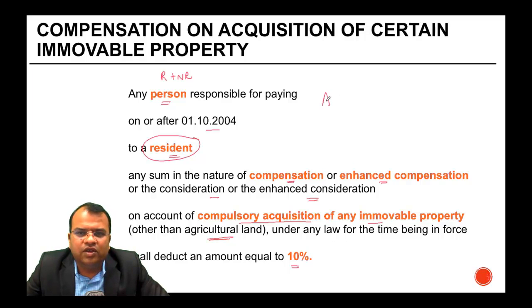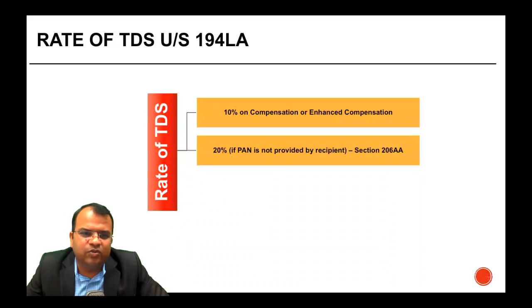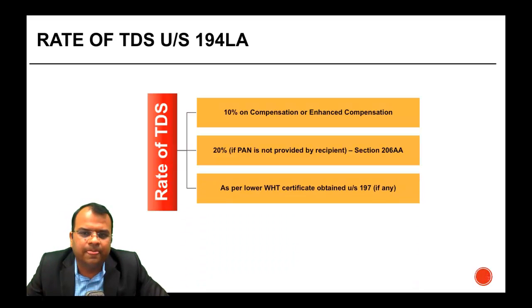So if any authority acquires land compulsorily from an individual, the compensation which is paid to the individual or any enhanced compensation for such an acquisition will be liable for deduction of TDS at the rate of 10%. So the rate of TDS is 10%. If the PAN is not provided, then as per section 206 AA, it will be 20%. And if there is any lower withholding tax certificate which is obtained under section 197, then the rate will be as per that certificate.